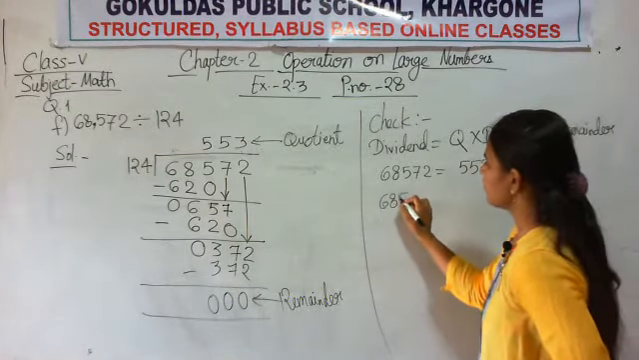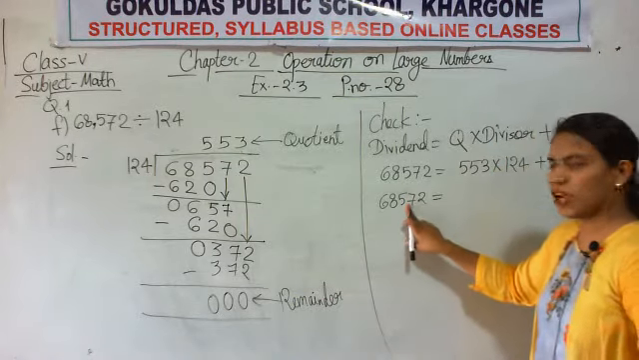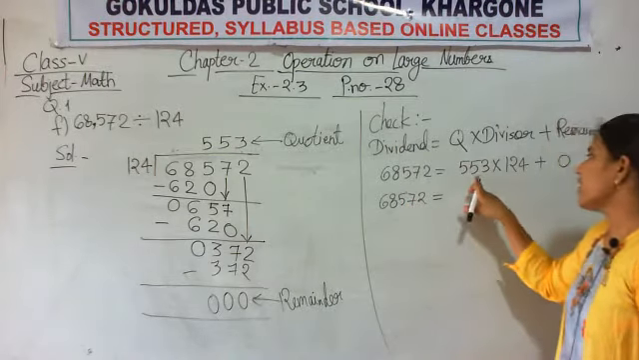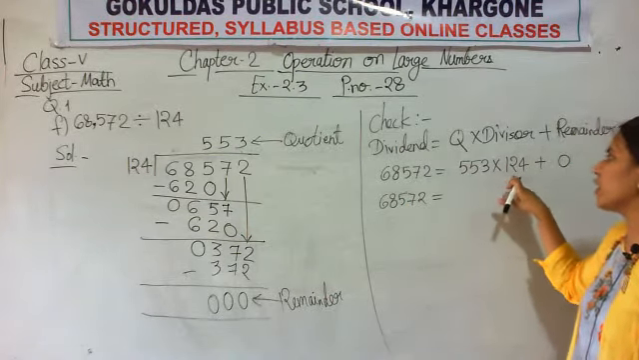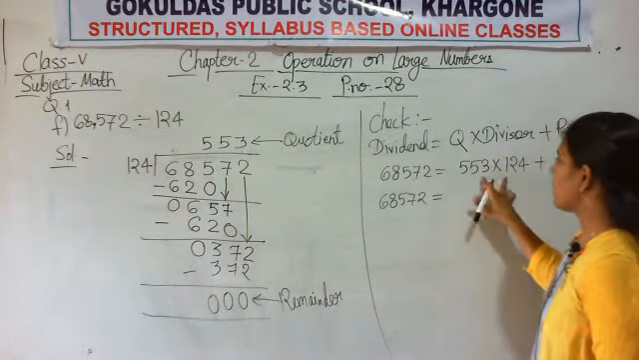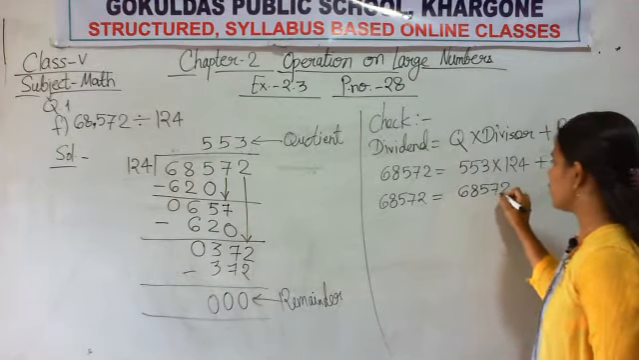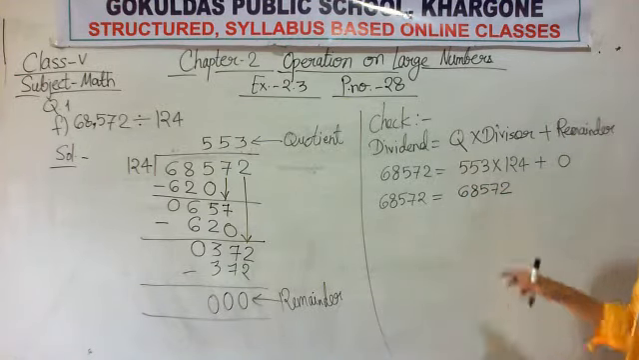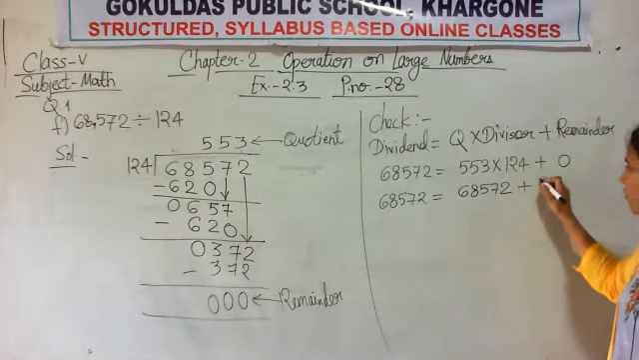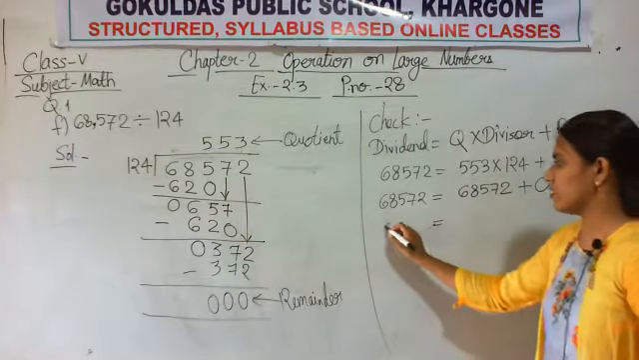Now your dividend is like this. So you will copy it down as it is. Now, equal to sign. So copy down equal to. Now you have to multiply 124 with 553. So when you multiply both these numbers, you will get 68572 as the result. Okay, now plus, so I am copying down plus 0, so I am putting 0 as it is. Now add these two numbers to get the final answer.